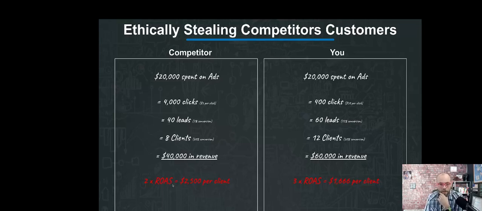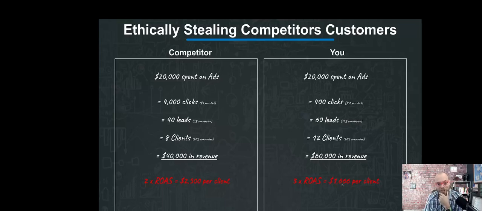So your competitor is getting 2 times return on their ad spend. You are getting 3 times return on your ad spend. It's costing them $2,500 per new customer. It's costing you $1,666.